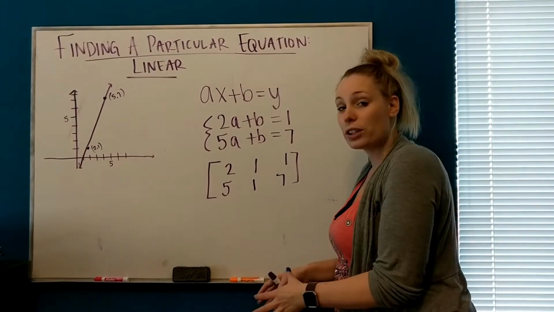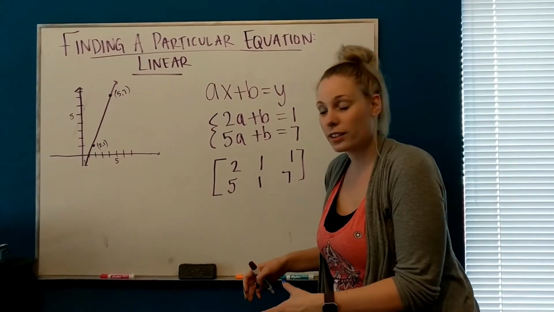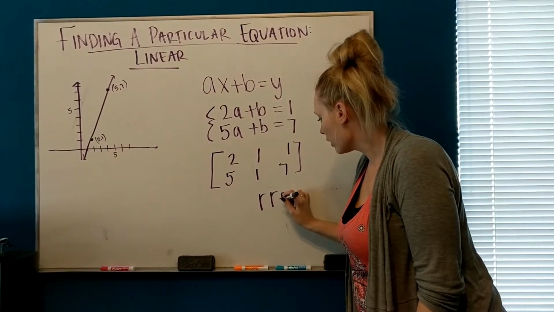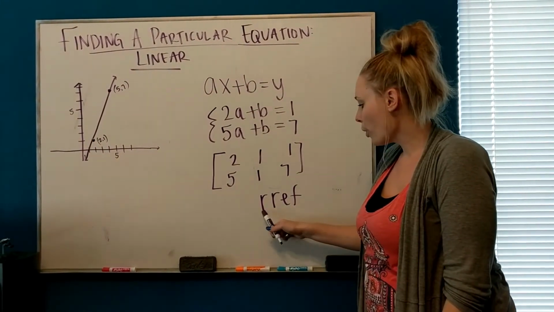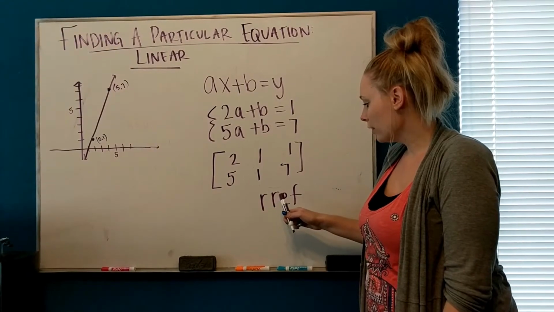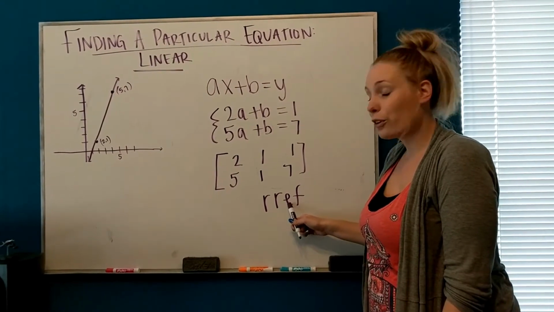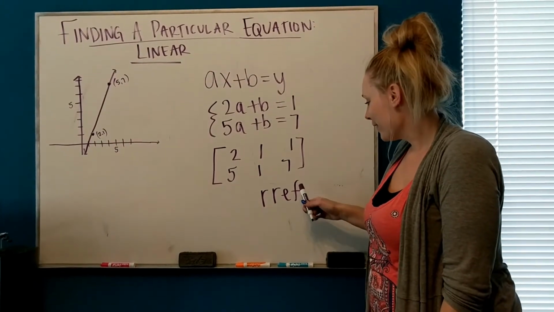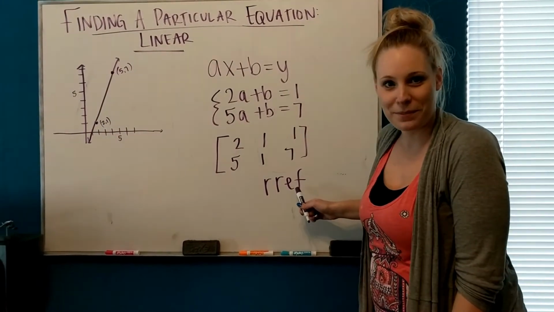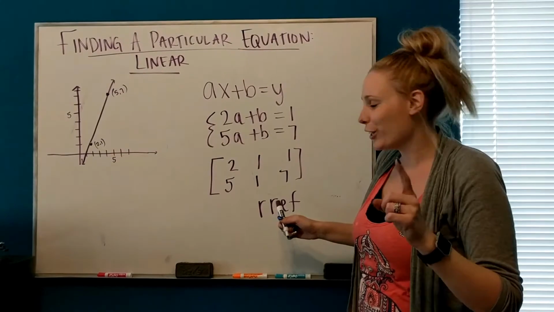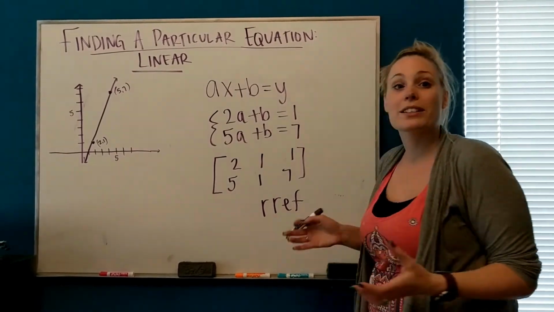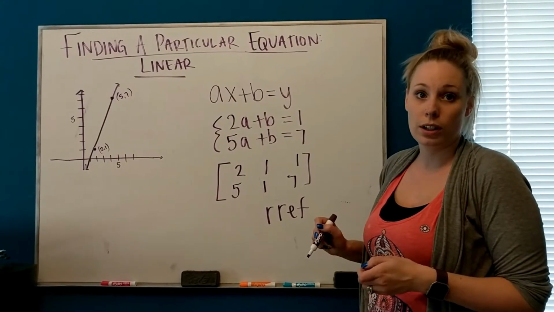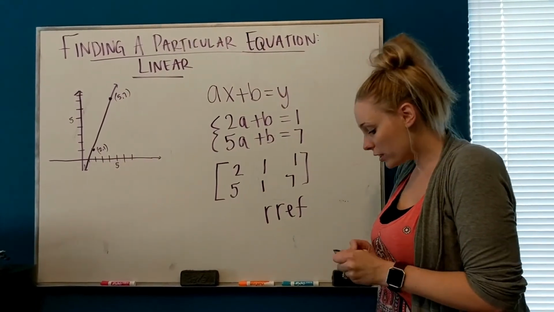Now my calculator can solve this. My calculator is going to solve it using something called RREF, row reduction. I don't remember what the E is. It's a weird word like epsilon, something. I looked it up for you and I forgot. But essentially this just means it's going to solve it, and it's going to tell me what a and b equal. Alright, so let's look at our calculator.